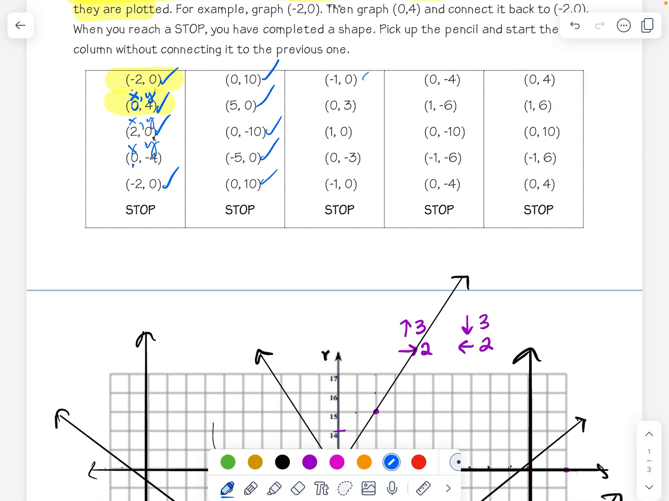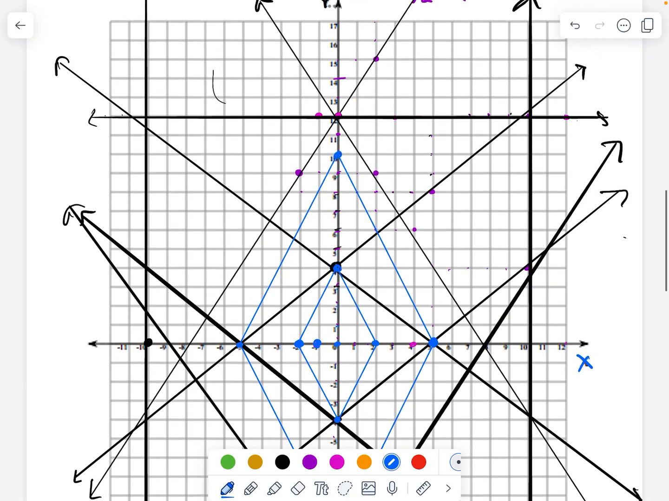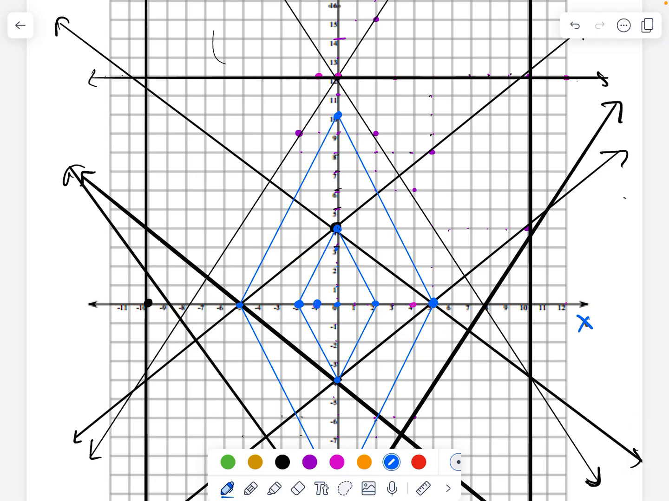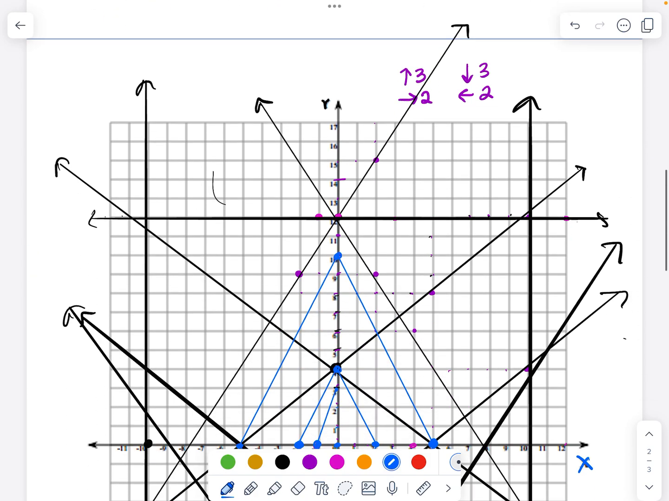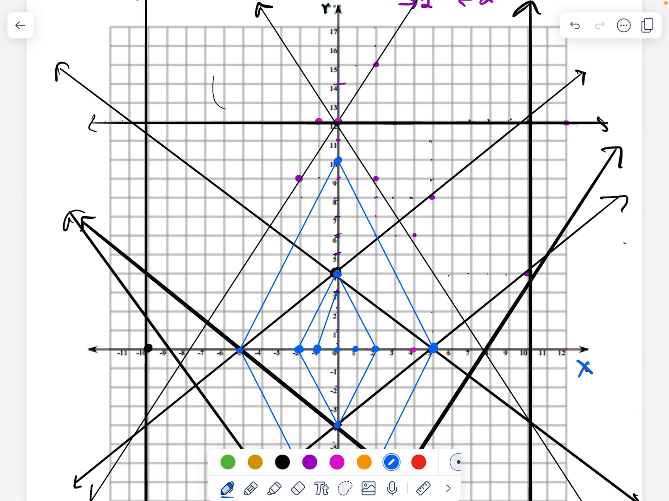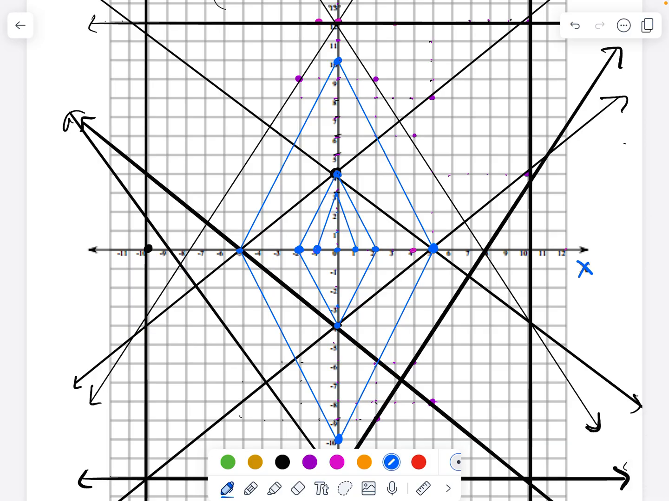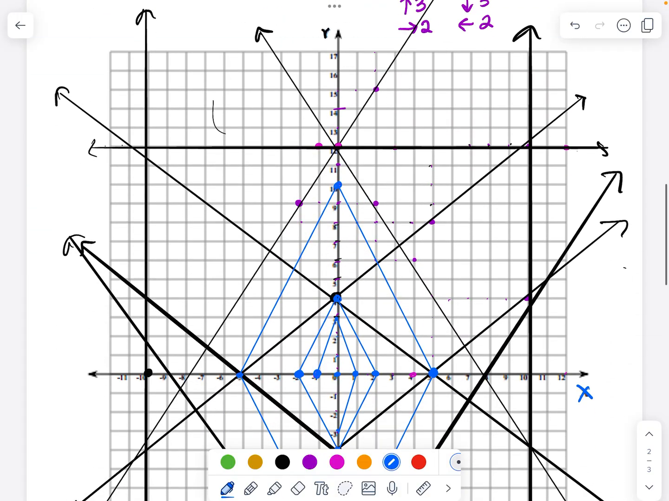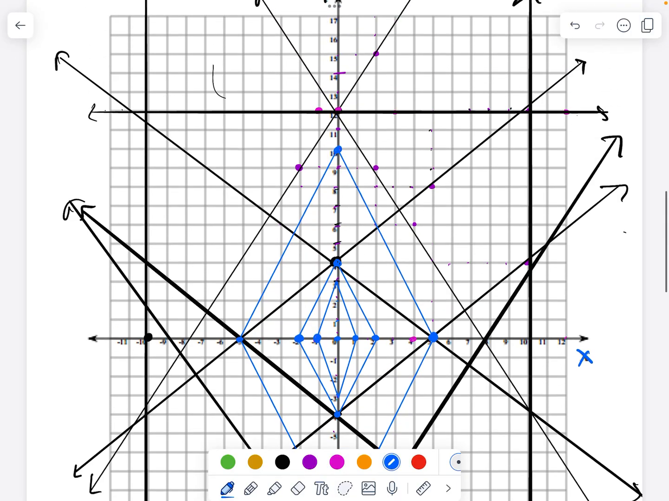Next, negative 1, 0. Negative 1, 0, we are here. 2, 0, 3. 2, 1, 0. Over 1. 2, 0, negative 3. 0, negative 3. 2, negative 1, 0. Back to the starting point. Got a triangle, little triangle, bigger triangle.